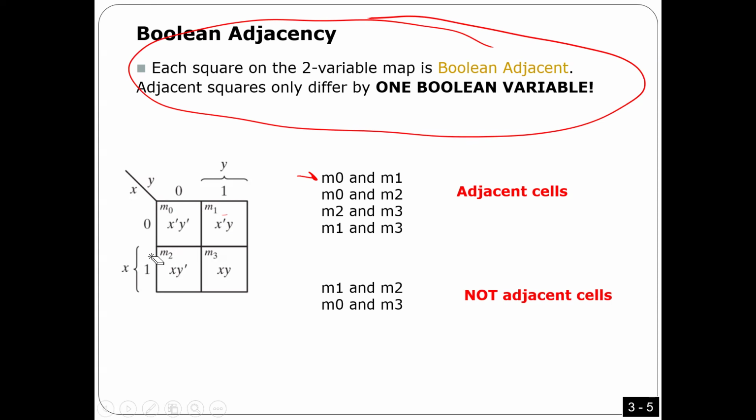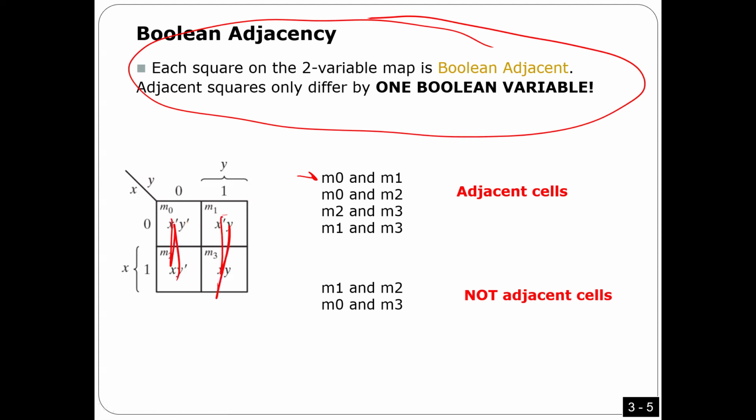Okay. Let's look at these two. M2 and M3. Are they neighbors or not? The answer is yes. Look here, x and x. They are different in only one variable. So these two are neighbors. Okay. Same thing. Look at these two here. Yes, they are neighbors. Okay. So again, any vertical line in this case, or any horizontal, can make neighbors.